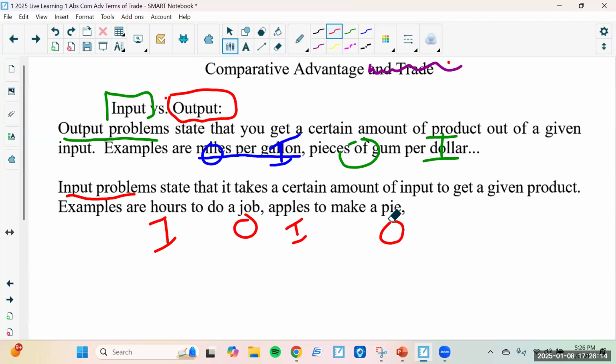Now, one of the things people will often say is, but wait, a pie that has 7 apples is better than a pie of 6 apples. No. One of the assumptions we make here is called ceteris paribus. One of the assumptions we make is that the output is the same whenever you have an input, whenever you're looking at an input problem.